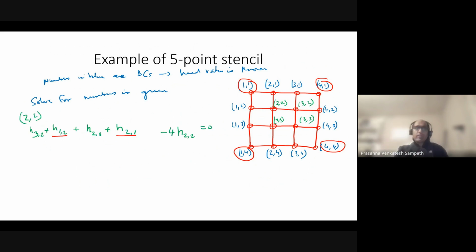Okay. So I'm going to first write it for 2,2. So this is what the equation is going to look like. i plus 1, j. For the cell 2,2, i,j is 2,2. So i plus 1, j is 3,2. i minus 1, j is 1,2. i, j plus 1 is 2,3. And i, j minus 1 is 2,1. Minus 4 times h of i,j, which is 2,2, equal to 0. Okay. I hope everybody is following along with whatever I've written here.